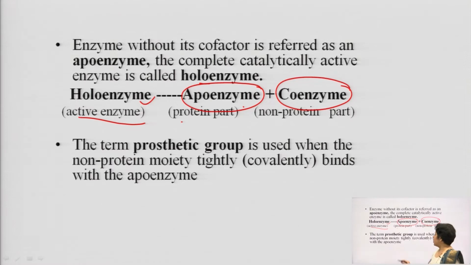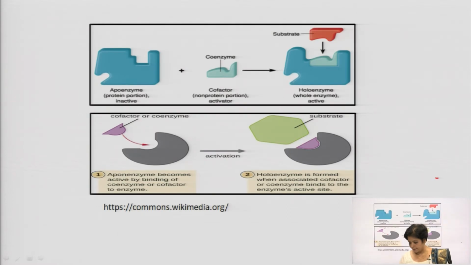The another term we always use is the prosthetic group. It is used when the non-protein moiety is tightly bond or covalently bond. tightly bond होगा तो obviously covalent bond होगा with the apoprotein. यानी कि जब coenzyme इस apoprotein से covalently bond करेगा, एक strong bond बना लेगा, तो उसको हम prosthetic group के नाम से represent करेंगे.